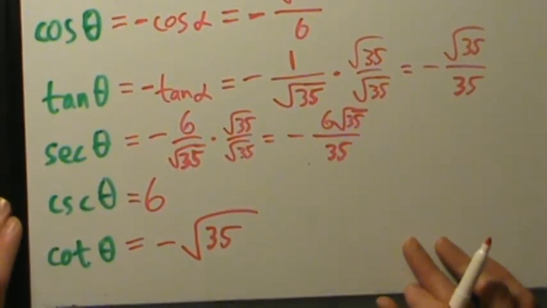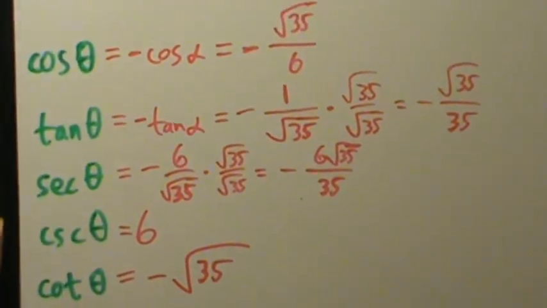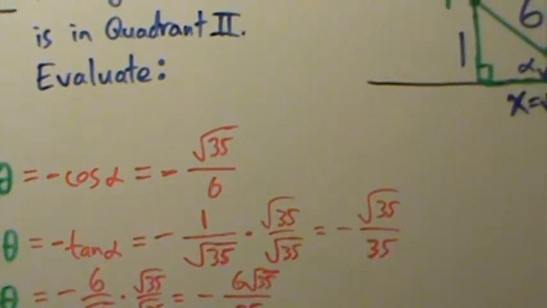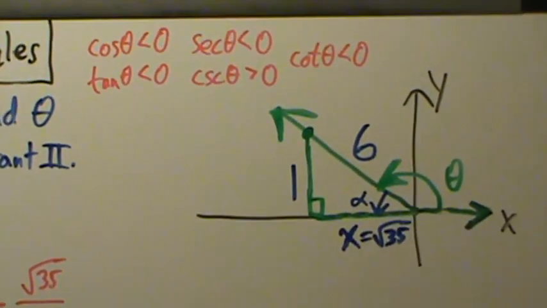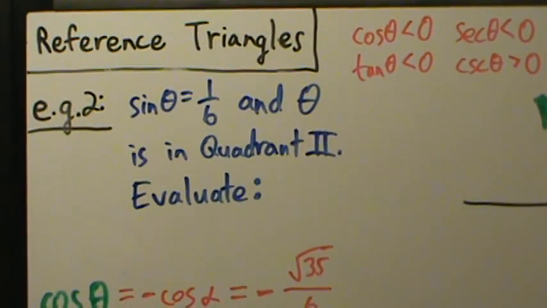So anyway, that's example 2 with reference triangles. A tiny bit more complicated than example 1, and since we were in quadrant 2, we had to worry about what's positive and what's negative. So that's example 2. A couple more examples coming up next.